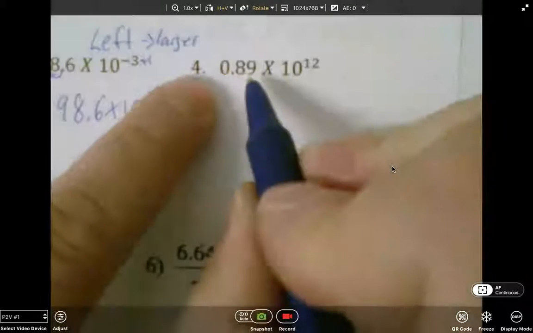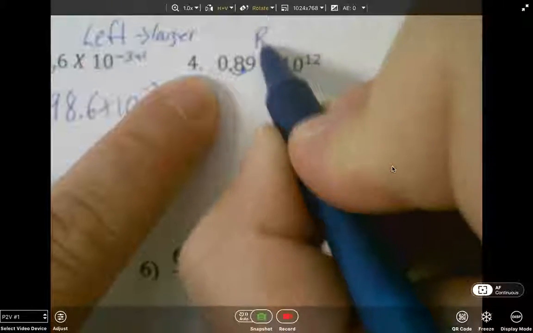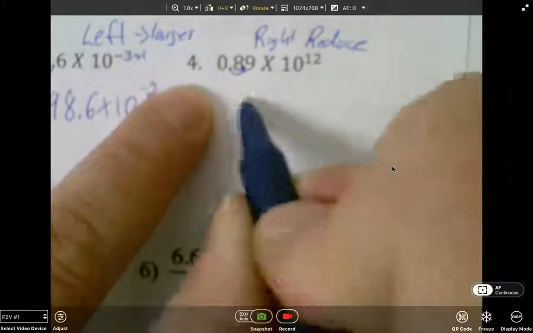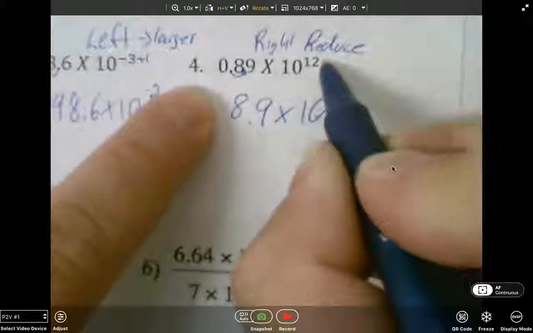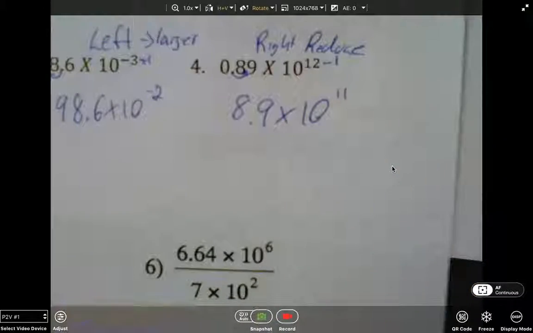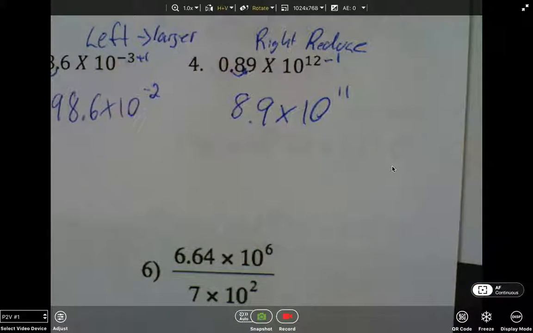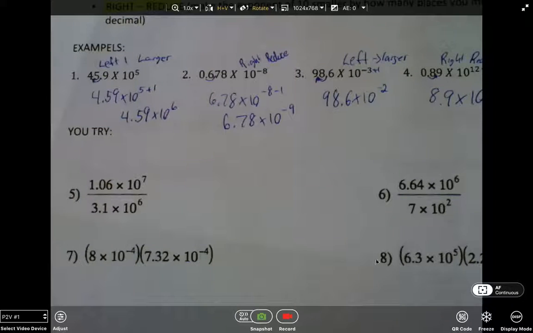Same thing with number 4. This is less than 1. We need to move it over to the right 1 this time. So I'll put right, reduce. So here goes. It's going to be 8.9 times 10. If it's right, reduce, I'm going to minus 1 here. And 12 minus 1 is 11. Last time, I'll pause the video and you can try the last examples at the bottom. And then we'll try some on whiteboards and practice them together as a class with some classwork.